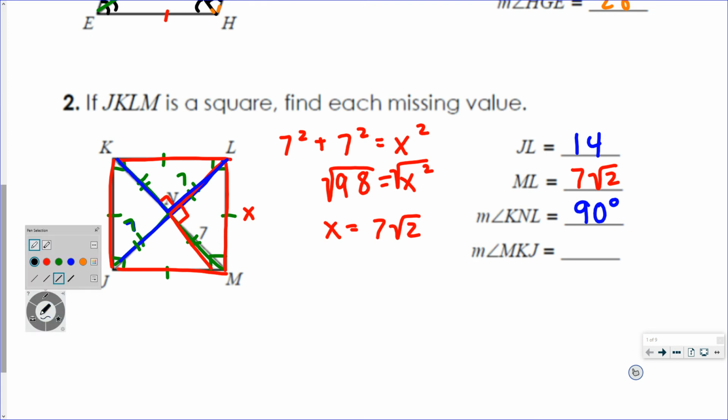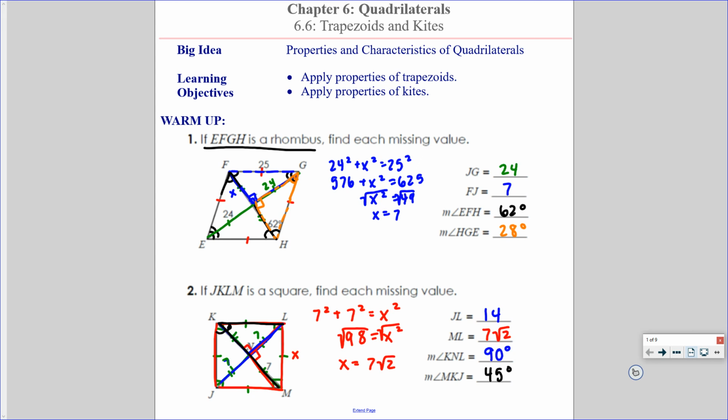Last one, measure of angle MKJ. This little one right here. Ooh, how'd you know that so quickly? Who said that? Siler? How'd you know it was 45 degrees? You're right. Exactly, like a rhombus, it also bisects. The diagonals bisect the angles, and we knew it was a right angle. Good job. Okay, there's a little review over our characteristics of rhombi and squares, and you still have the book assignment to do for tomorrow. That covers that lesson as well.